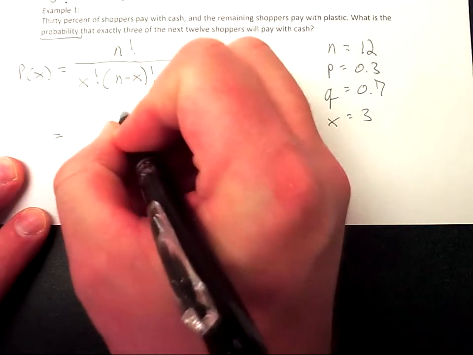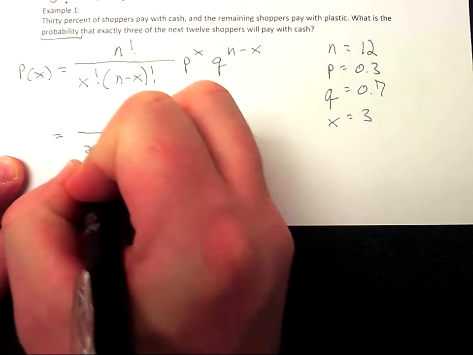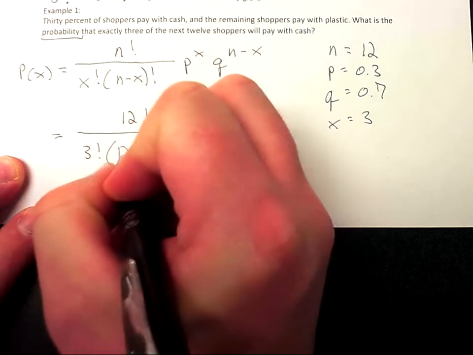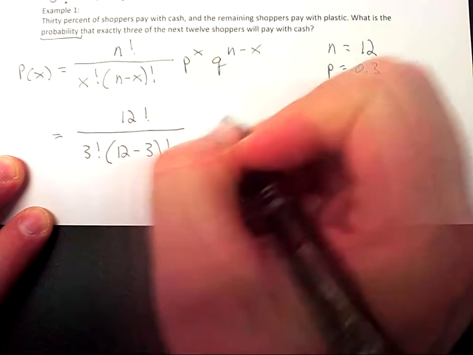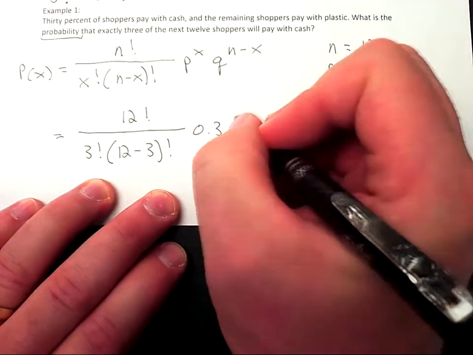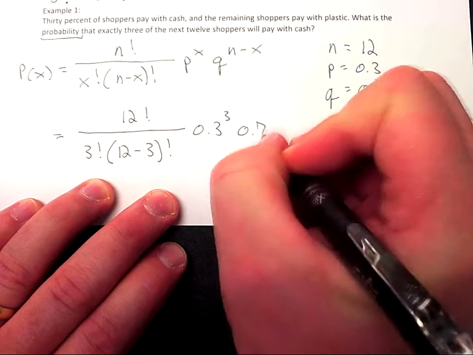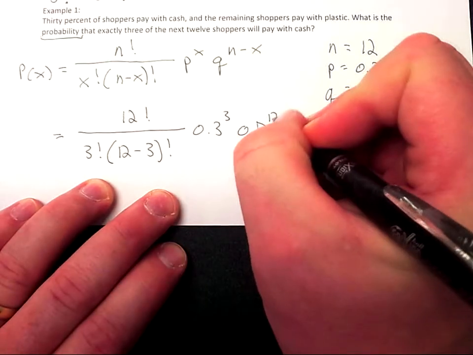All right, so then let's plug in the numbers. We said that n was equal to 12. X was equal to 3. So we're going to have 12 minus 3. We're going to have p, which is 0.3, to the power of 3. And then we're going to have q, which is 0.7, to the power of 12 minus 3.